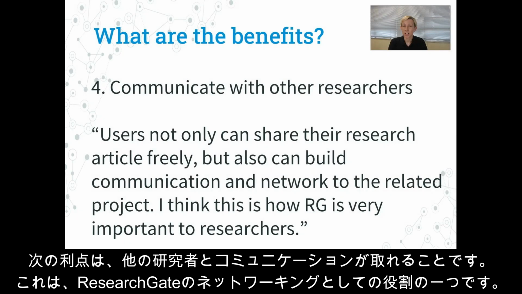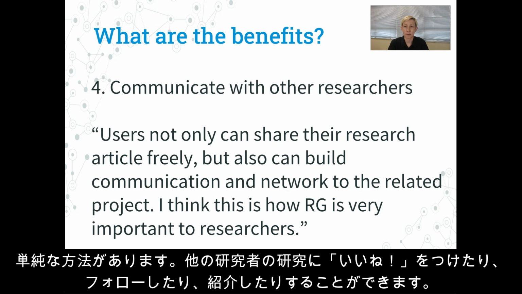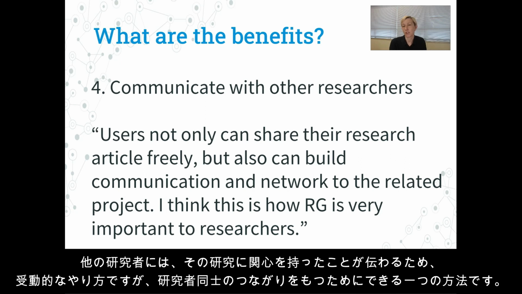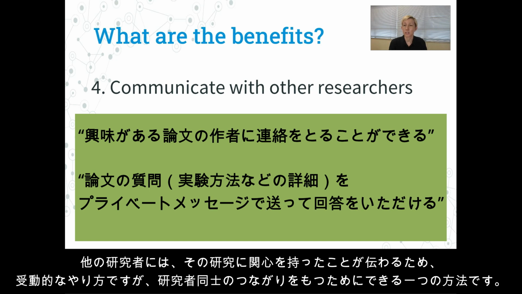So the next benefit is about communicating with other researchers. This is part of the networking part of ResearchGate. We can communicate with other researchers in several ways. There are very passive ways, quite simple ways. For example, we can like and follow and recommend other people's research. Now, what the other researcher will just see is that you have liked their research. So it's quite passive, but it's one way to begin a relationship.